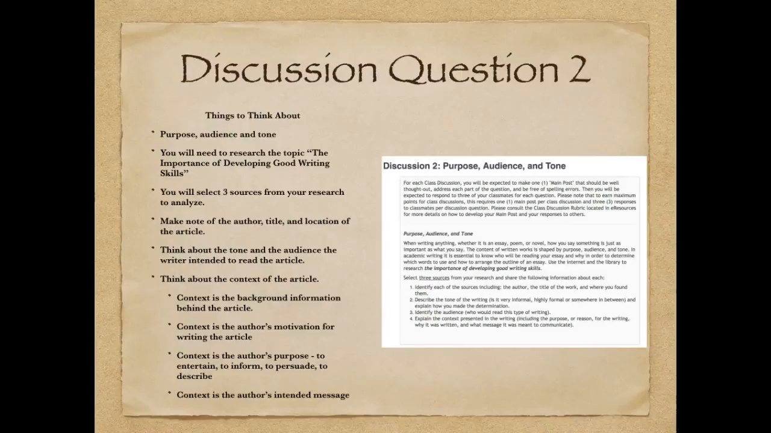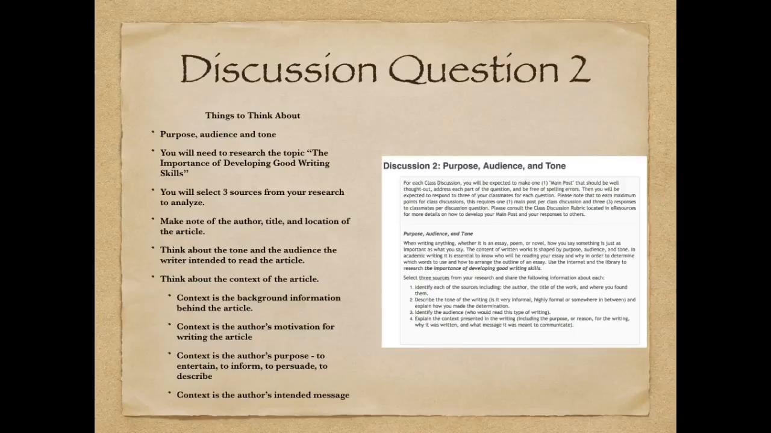3. Identify the audience who would read this type of writing. And 4. Explain the context presented in the writing, including the purpose or reason for the writing, why it was written, and what message it was meant to communicate. So, there are lots of things to think about. First of all, the focus of this discussion question is purpose, audience, and tone. So, to start with, you'll need to research the topic, the importance of developing good writing skills. Then you will select three articles from your research to analyze.